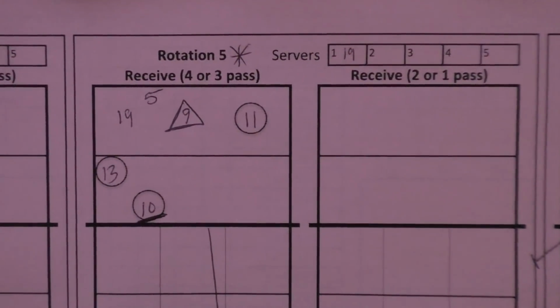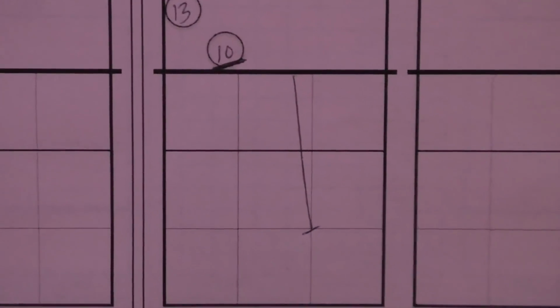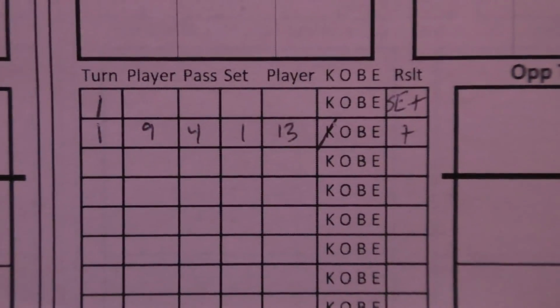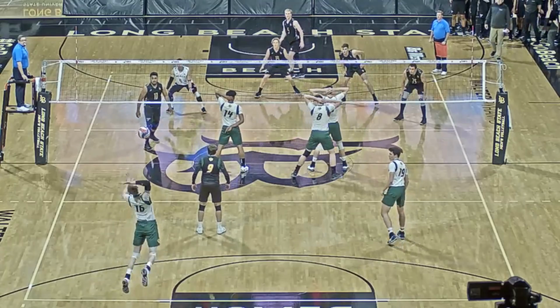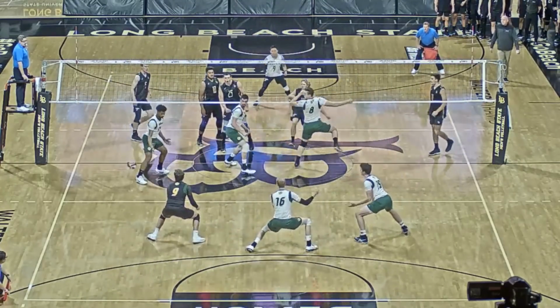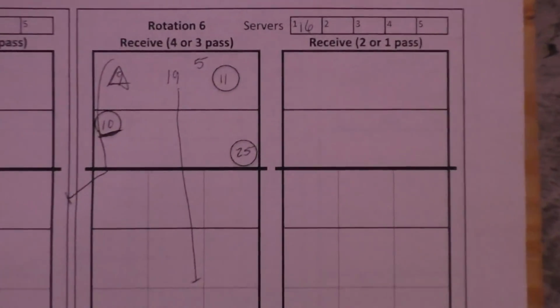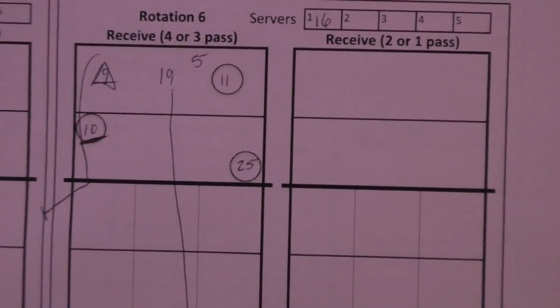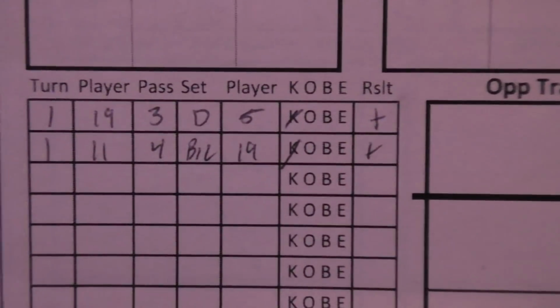In the next row 5, 19 is still serving. There's your formation. That is where number 13 will kill the ball. And there is your table for it. In the next row 6, 16 is still serving. 19 is the one that gets set on the bick. And there's your table.